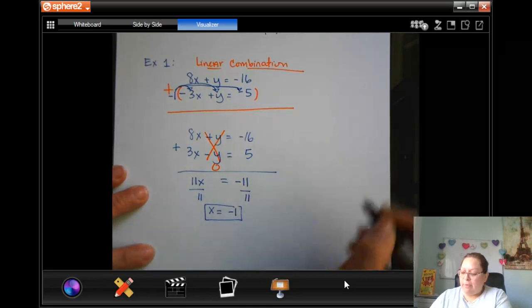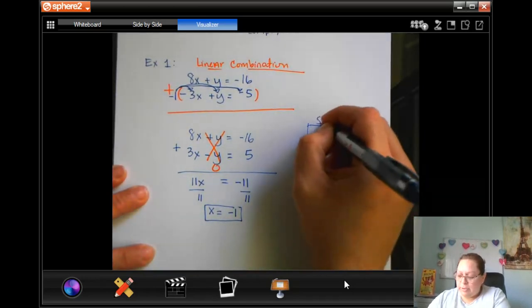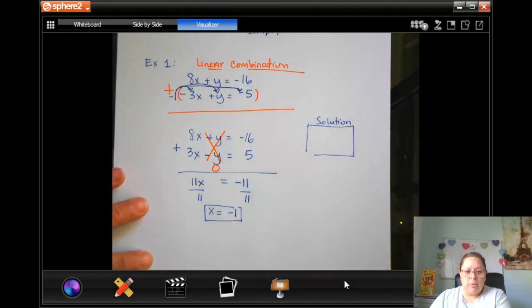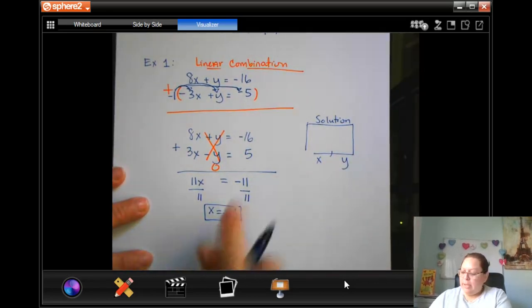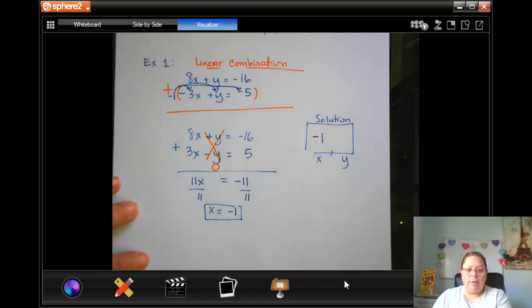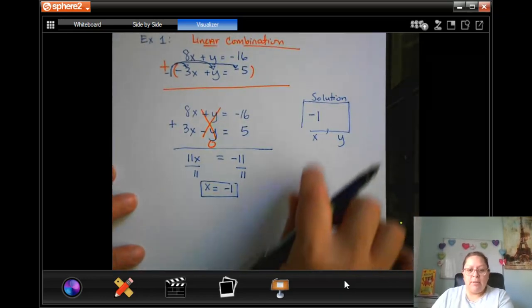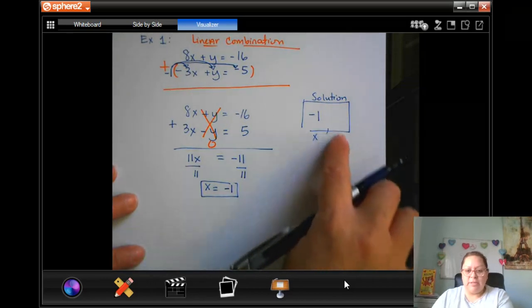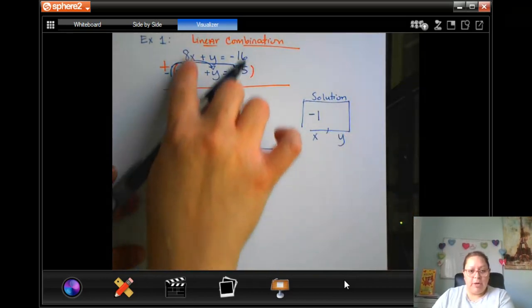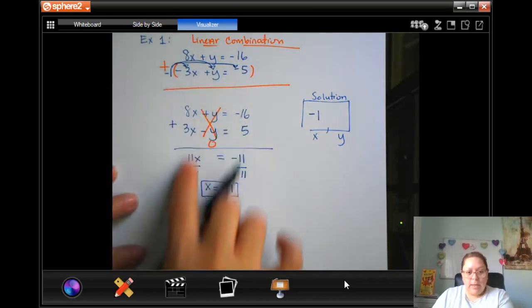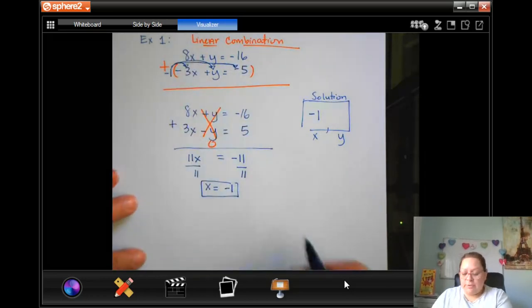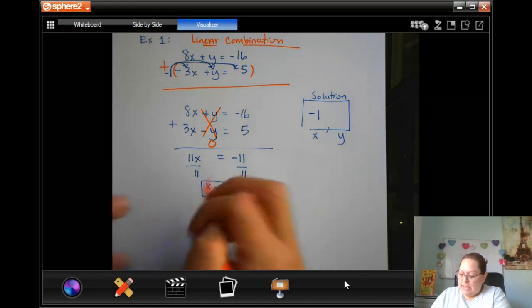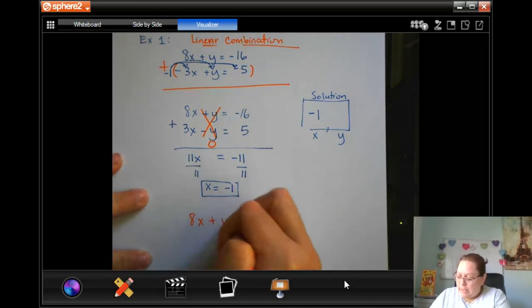Now remember what I told you before. That is typical for a solution, right? You get one equation, you get two equations, and you get the first variable. So we have the x, we're missing the y. Plug in your x already here, you get a negative 1. But now we're going to look for the y because we're still missing y here. So pick any of the two equations up here, and we're going to substitute the x in. I'm going to just use the first equation. The first equation was 8x plus y equals negative 16.